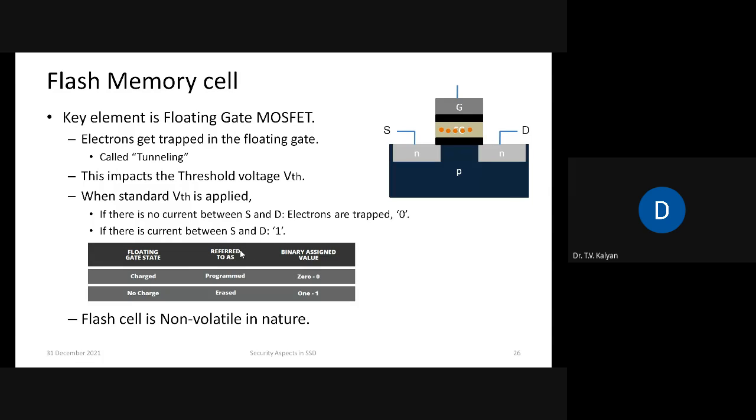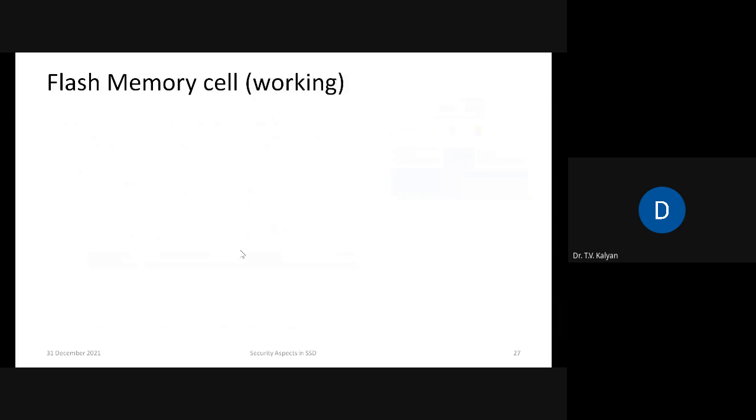And the best part with flash cell is it's non-volatile, meaning that even when the source, gate and drain terminals are not connected to any power source, the electrons that are trapped in the floating gate remain there. Right? And now a quick overview of the working.